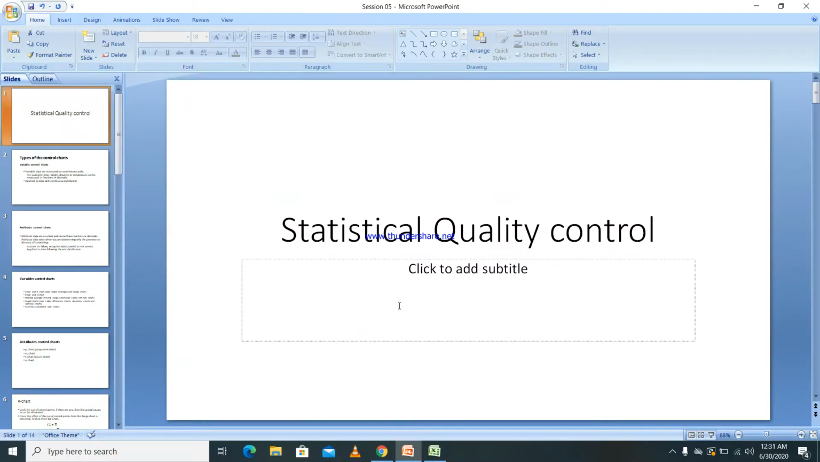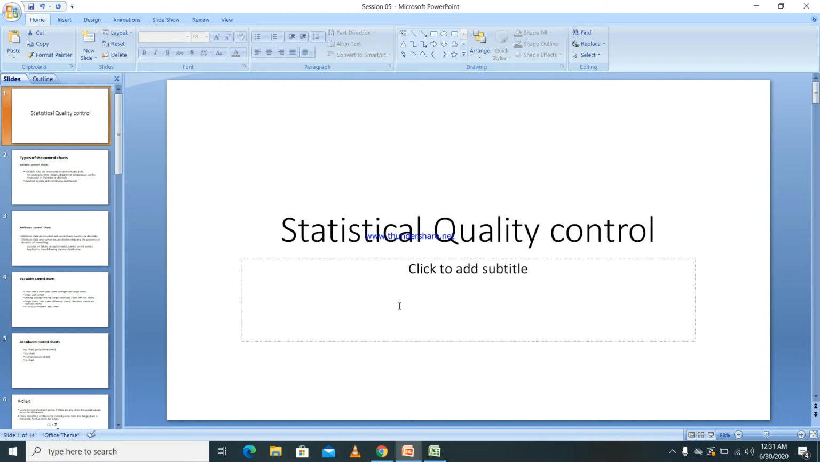Hello everyone. So we have discussed the basics of statistical quality control so far, the importance of statistical control, the history and some of the philosophies, and why statistics is important in the field of quality control. And with that, I introduced you to the concept of statistical quality control charts.